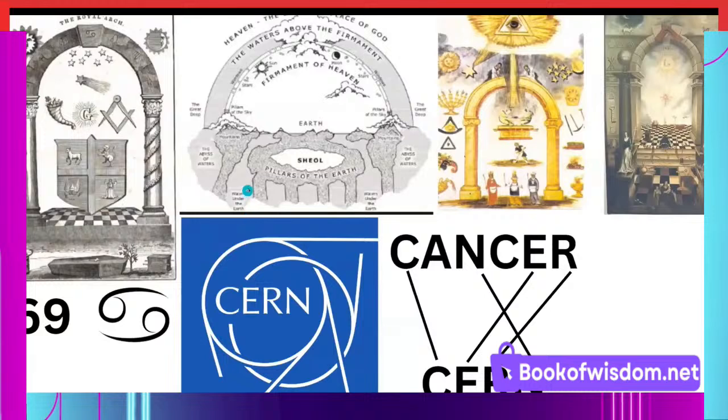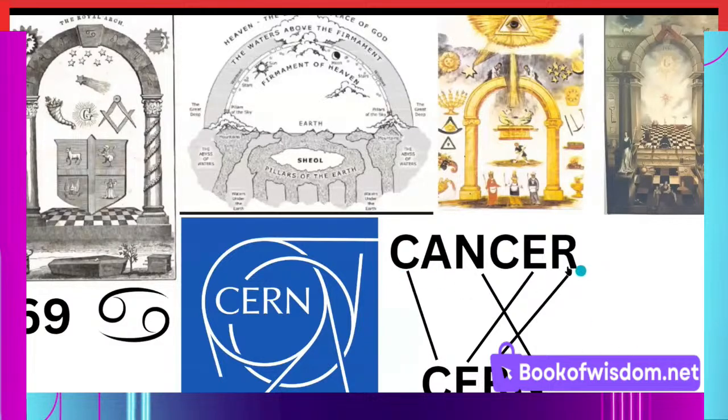This is where we get interesting. The Masonic Royal Arch has the 6-9, which is Cancer. The constellation Cancer, which is 6-9, is associated with portals, because CERN is the 6-9. Okay, CERN is opening portals. They're trying to create a portal to the other side.